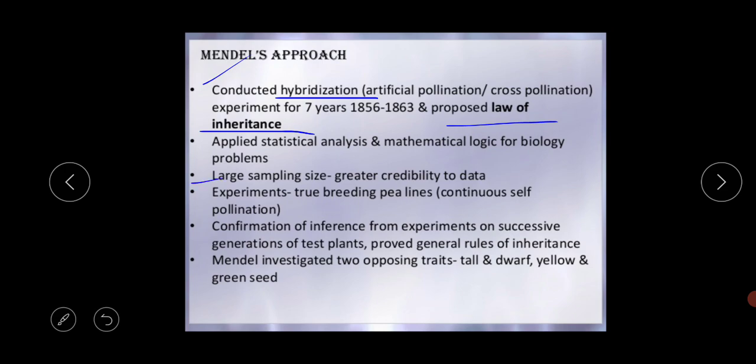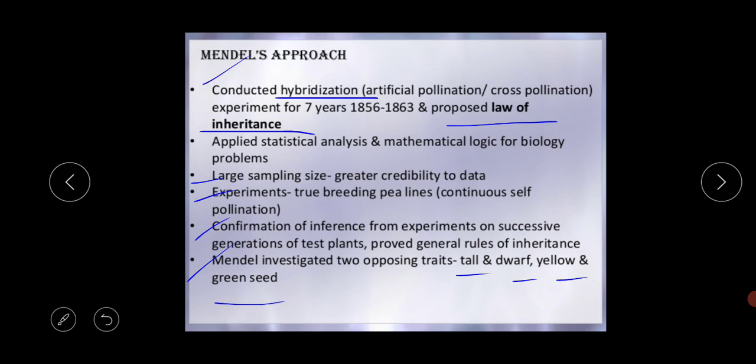Next, large sampling size, greater credibility to data. Fourth, experiments on true breeding pea plants. Next, confirmation of inheritance from experiments on successive generations of test plants proved general rules of inheritance. And the last one is that Mendel investigated two opposite traits, tall and dwarf, yellow and green seed. We will discuss Mendel's experiment later. So this was Mendel's approach to his experiment.